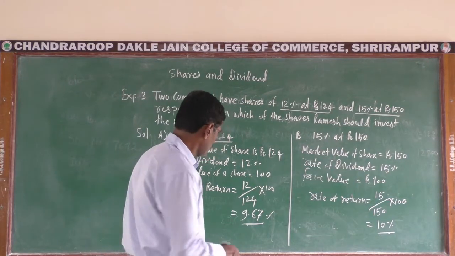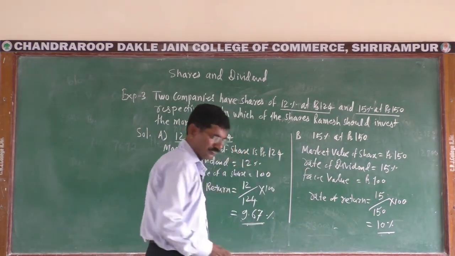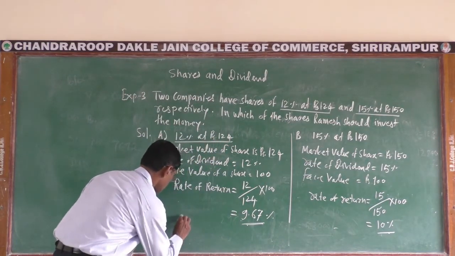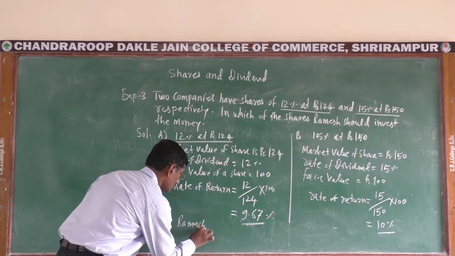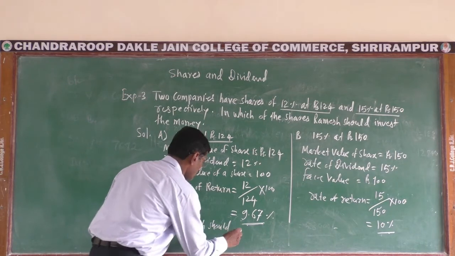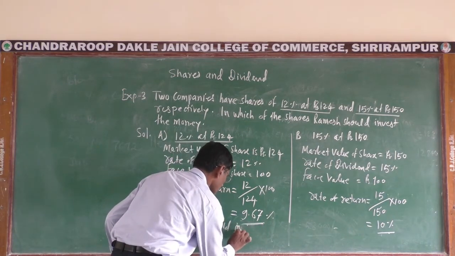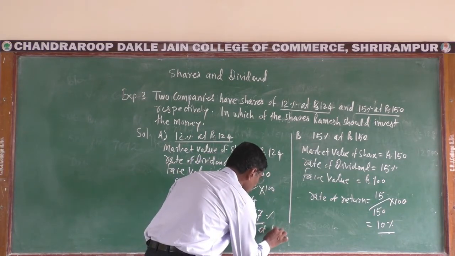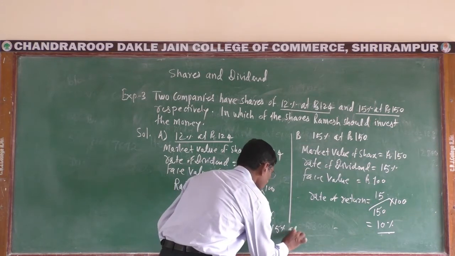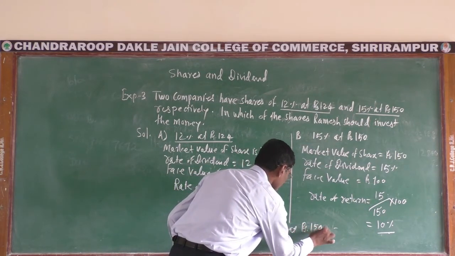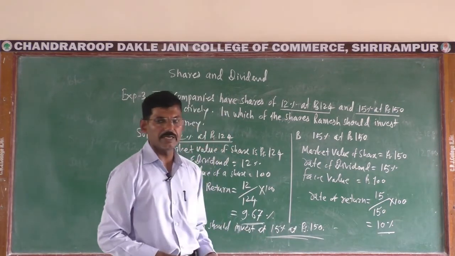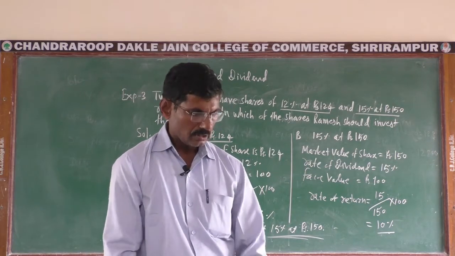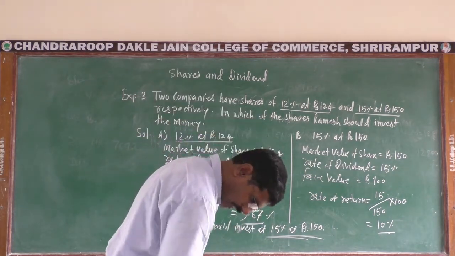So here Ramesh should invest at 15% at rupees 150. It means the second investment is better. Okay. Then we take another example.